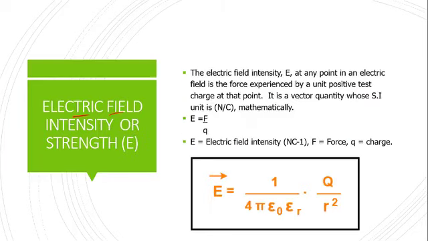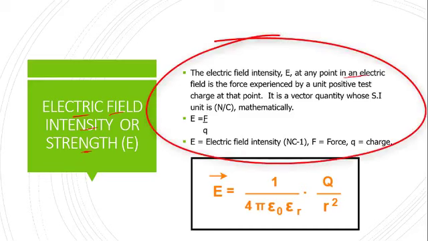Let's talk about electric field intensity or electric field strength. The electric field intensity at any point in an electric field refers to the force experienced by a unit positive test charge at that point. Because it has a direction, it is a vector quantity whose SI unit is Newton per coulomb, because it is force over charge. The SI unit of force is Newton and that of charge is coulomb. Mathematically, electric field intensity is given by E equals F over Q, as you can see from the slide.